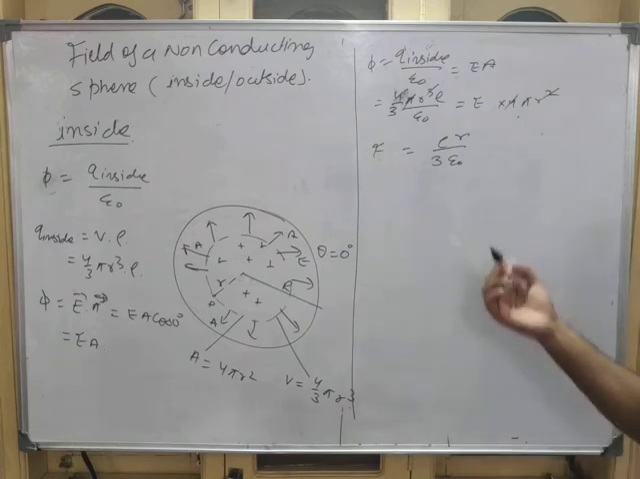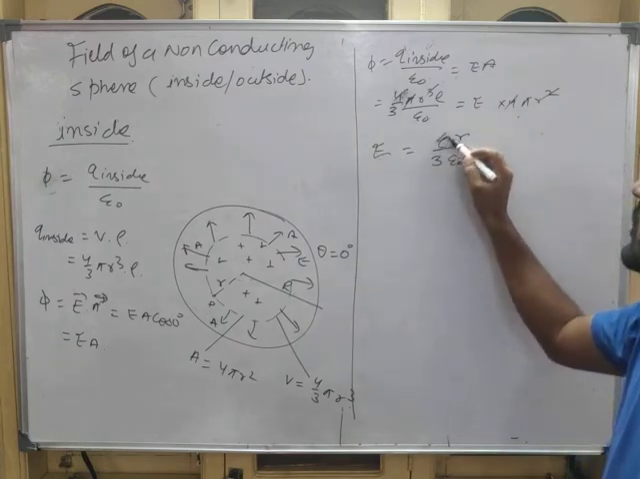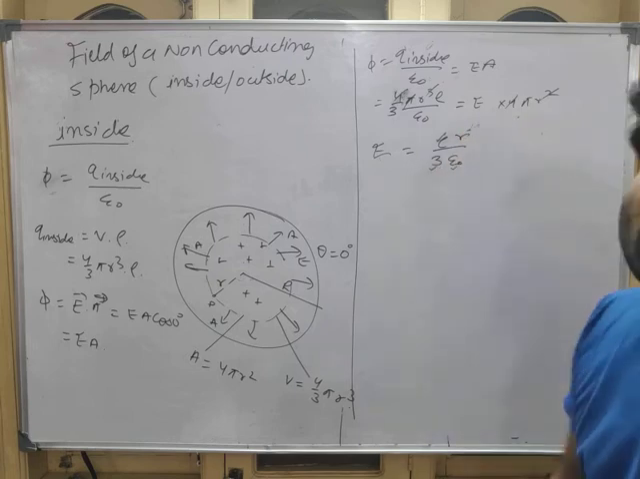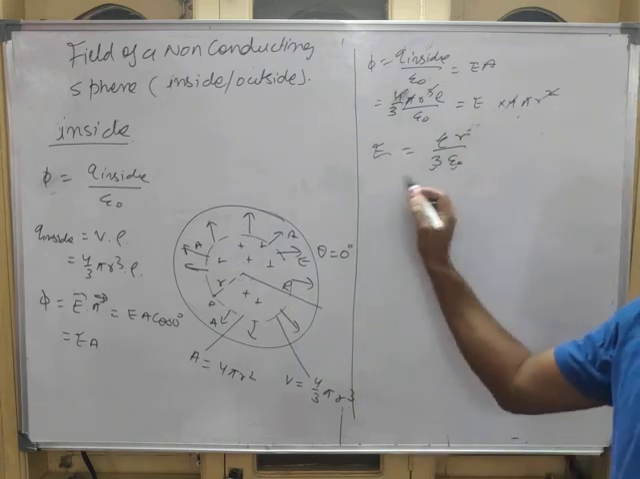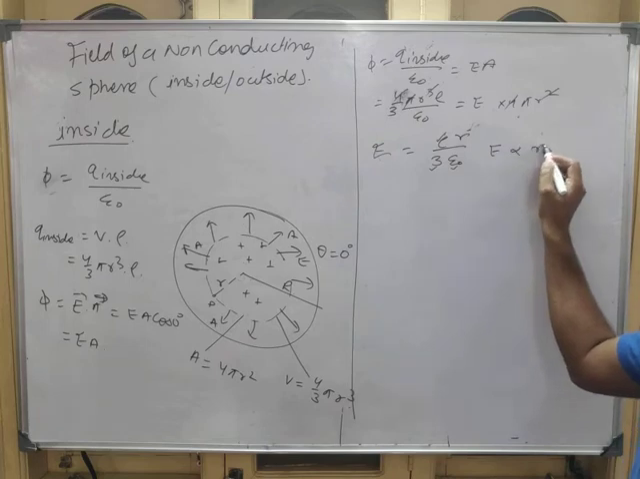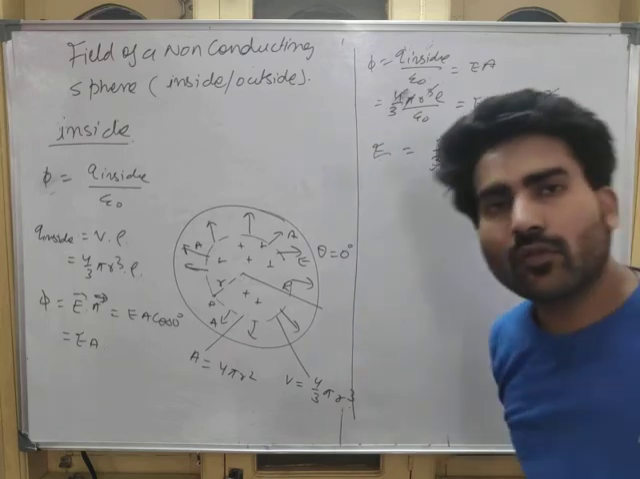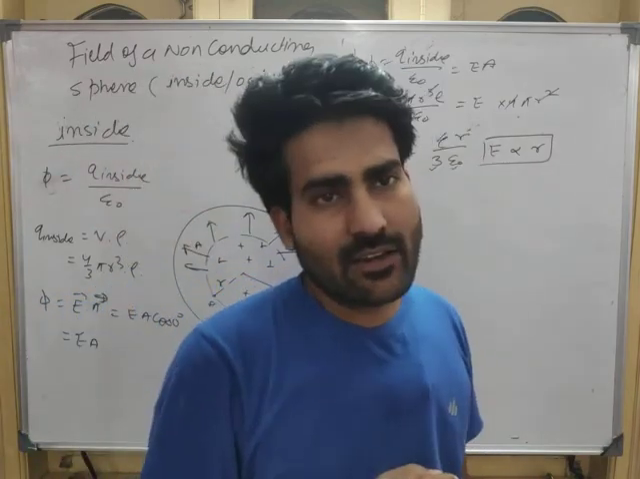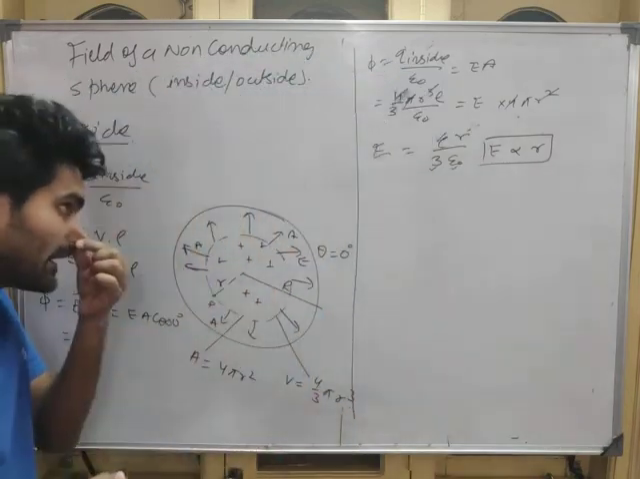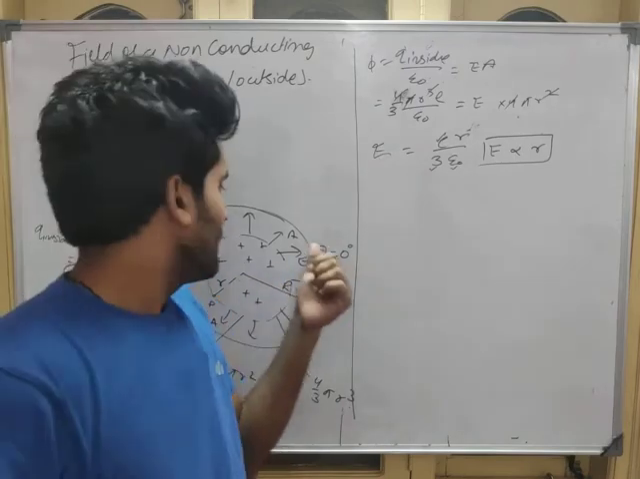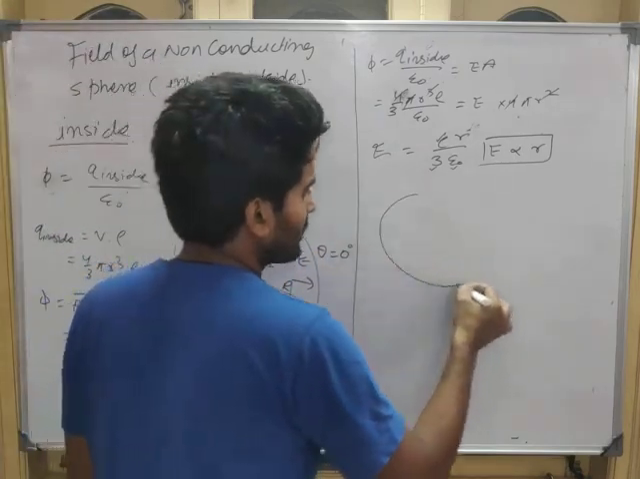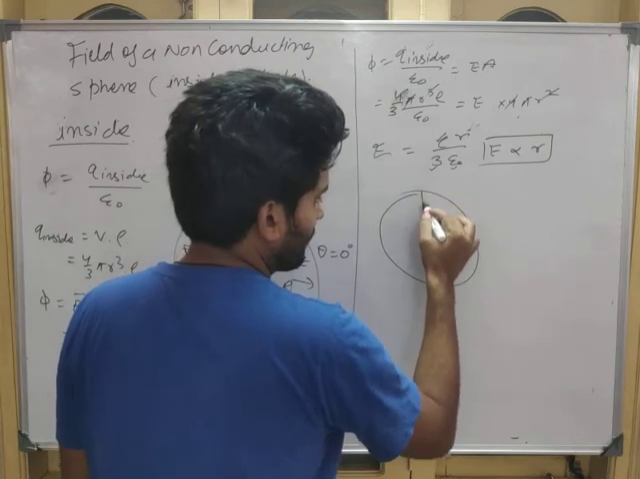If you see here, rho is constant, 3 is constant, epsilon is also constant. So we can say E is proportional to r. It means as we move away from the center of the sphere, the field will increase, right? And up to what point will it increase? It will increase up to the periphery. Now how can we make the graph for the sphere?